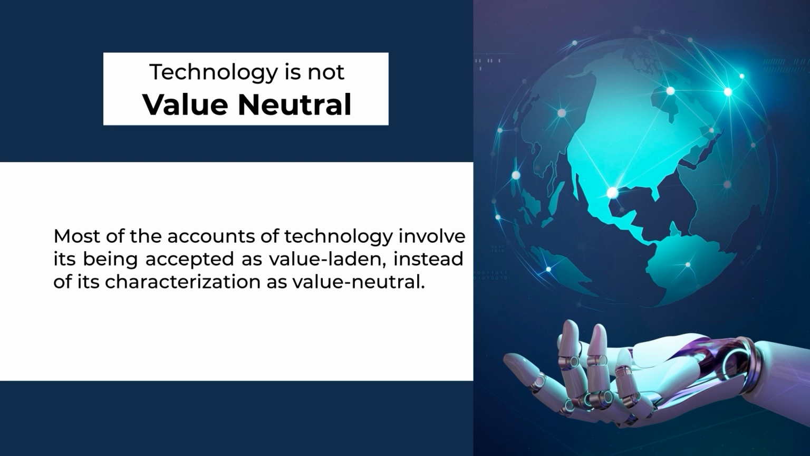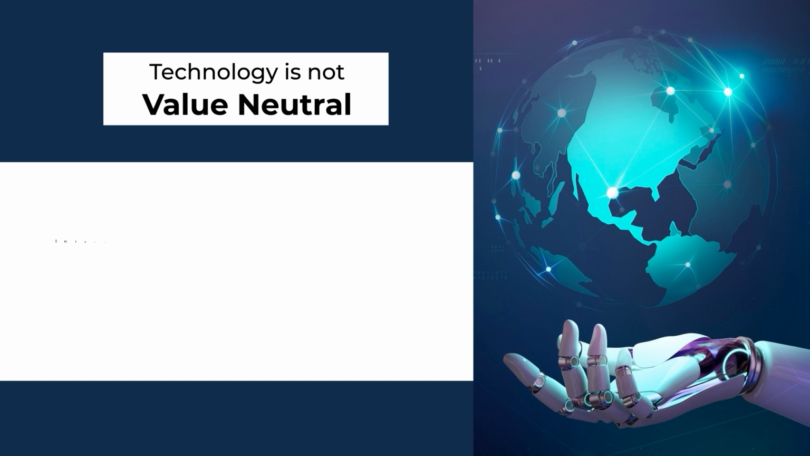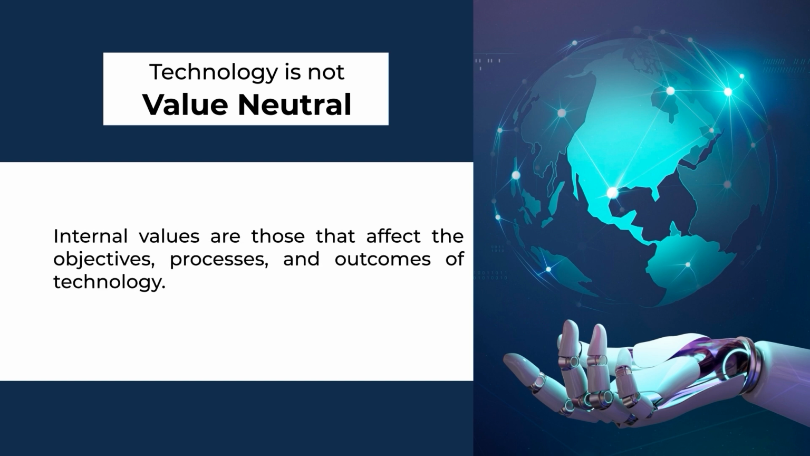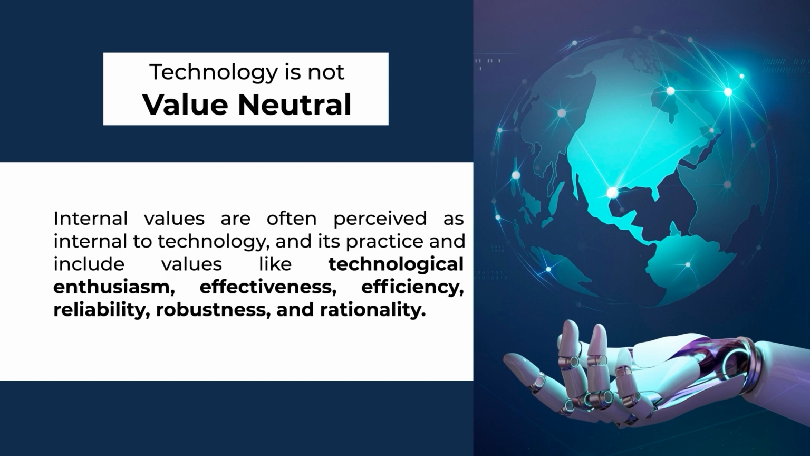And when we talk about the value-ladenness of technology, it is important to talk about the two values which are embedded in technology. Philosophers go on to talk about two sets of values: one is internal value and another is external value. Internal values are those values that affect the objectives, process, and outcomes of technologies. They are often perceived as internal to technology and its practice, and they include values like technological enthusiasm. Technological enthusiasm would mean that anything and everything, if it is to be solved, it is only technology which can solve it. So that is what technological enthusiasm is.